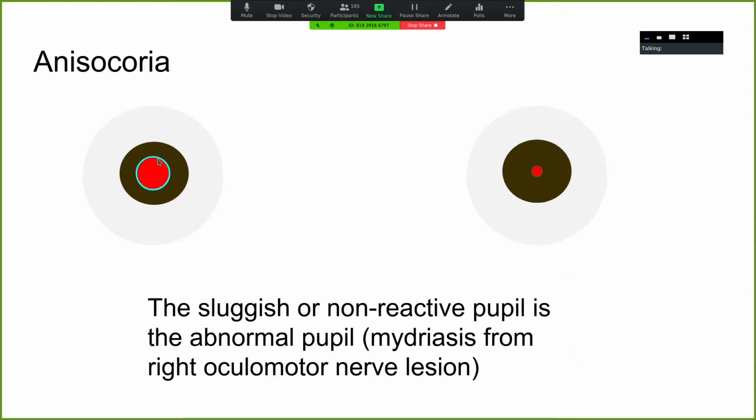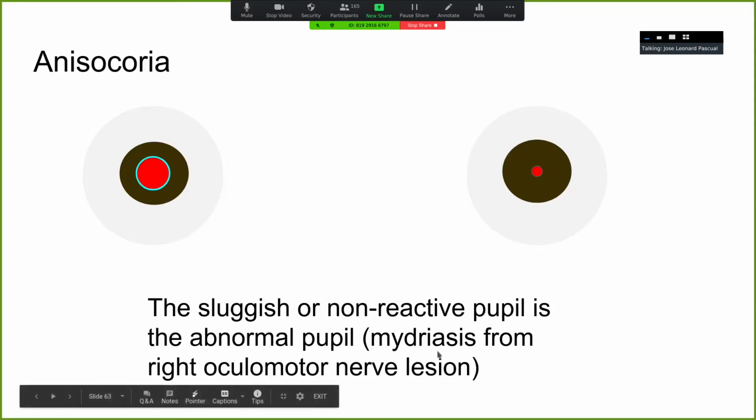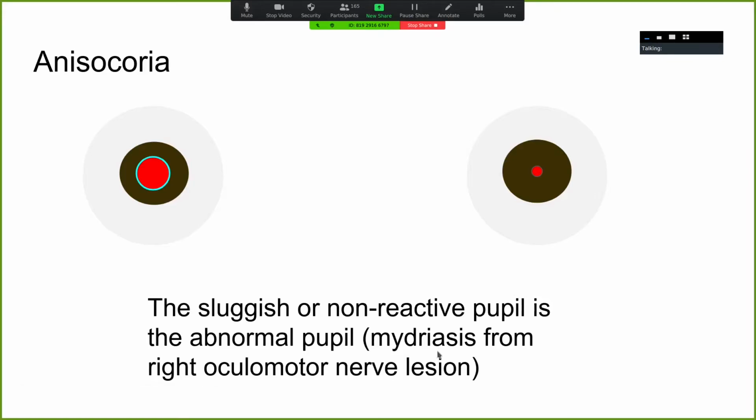So the one that is sluggish, and this one you can only tell if you're right there together examining with someone examining the patient. The sluggishness of the pupil is the sign that that pupil is not normal. So a pupil that does not react briskly is the abnormal one, and they'll usually be the larger size pupil. So the large pupil is called mydriasis. So it's usually a right oculomotor nerve lesion.